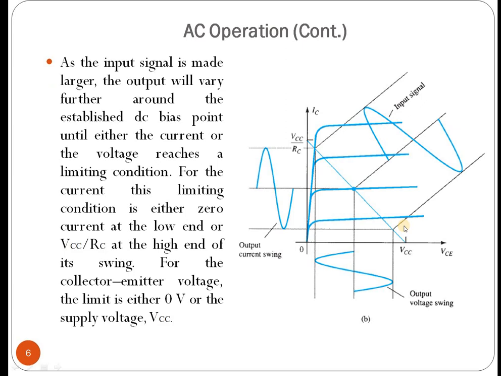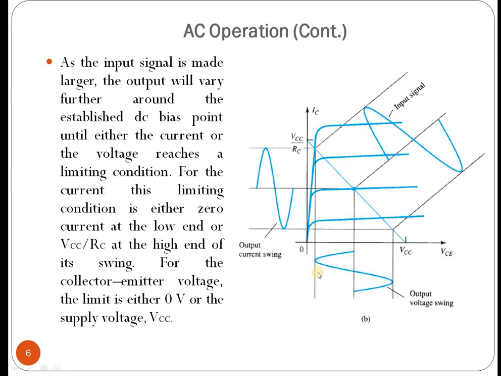Now, if this is a larger input signal, it will vary differently. You see that this is the input signal and this one is a larger one, and the output will vary further around the established DC bias point until it reaches a limiting condition, for either current or voltage. This one is the output voltage swing and this one is the output current swing.